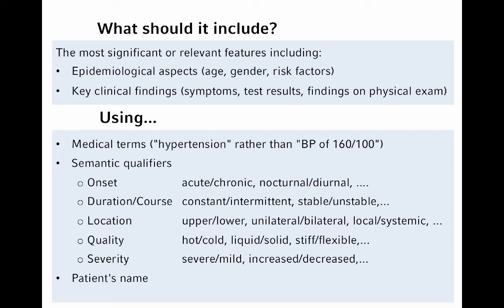Why is it so important to use semantic qualifiers? Well, it helps you to develop the differential diagnosis. For example, relevant diagnoses for an acute versus chronic onset are usually very different. And finally, what I personally think is important is to include the patient's name into the summary statement.